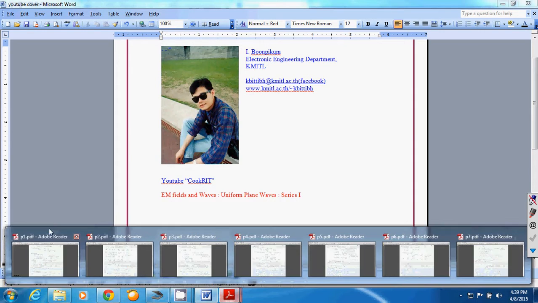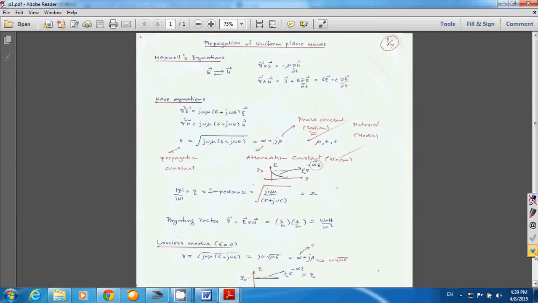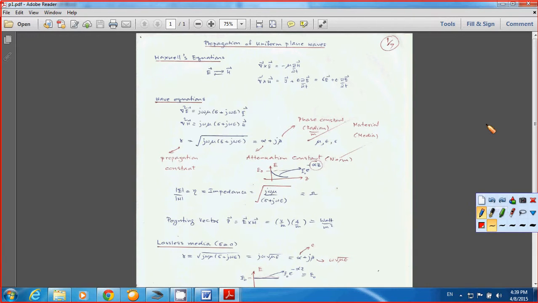So let's start with the basic idea of this one here. When you're talking about electromagnetic fields or electromagnetic waves, you know that they have two components. One is the electric field, represented by E, and the other one is the magnetic field, represented by H.